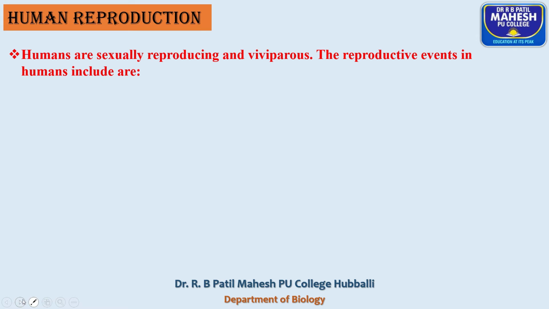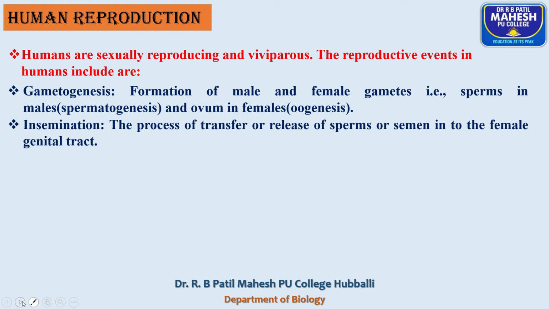You already know that human beings are sexually reproducing organisms and are viviparous. The major reproductive events which take place in human beings are: one is gametogenesis, second one is insemination. What is gametogenesis? The formation of gametes, or the formation of male and female gametes, is called gametogenesis. The formation of the male gamete is called spermatogenesis. The formation of the female gamete, that is ovum, is called oogenesis.